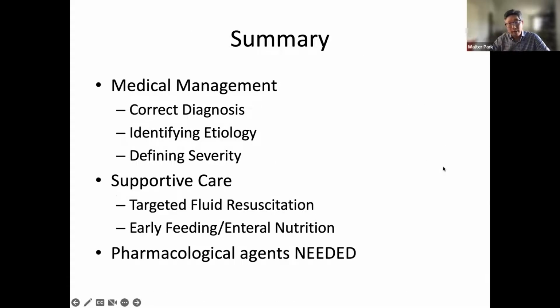So in summary then, medical management is comprised of a correct diagnosis, identifying the etiology, defining the severity, and providing supportive care. And the cornerstones are targeted fluid resuscitation, early feeding and enteral nutrition, and there's a sore need for pharmacological agents to help disrupt what we understand currently of the inflammatory activity that often leads to a cytokine surge and multi-organ failure.